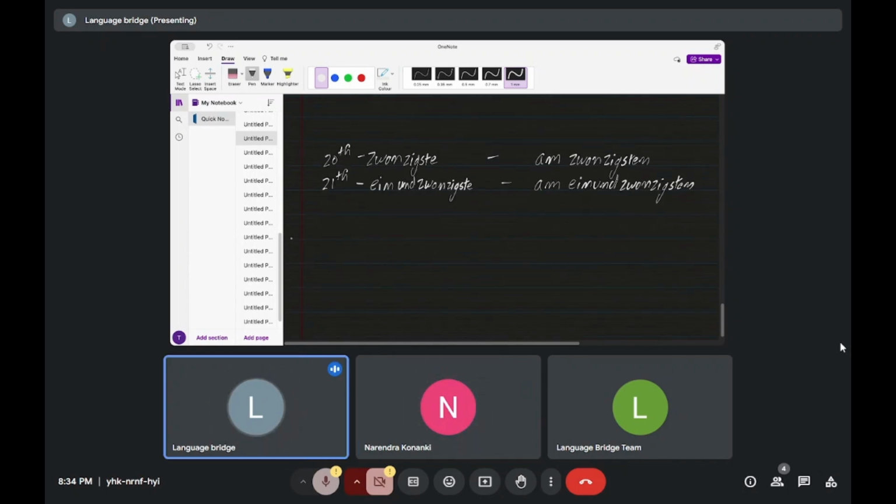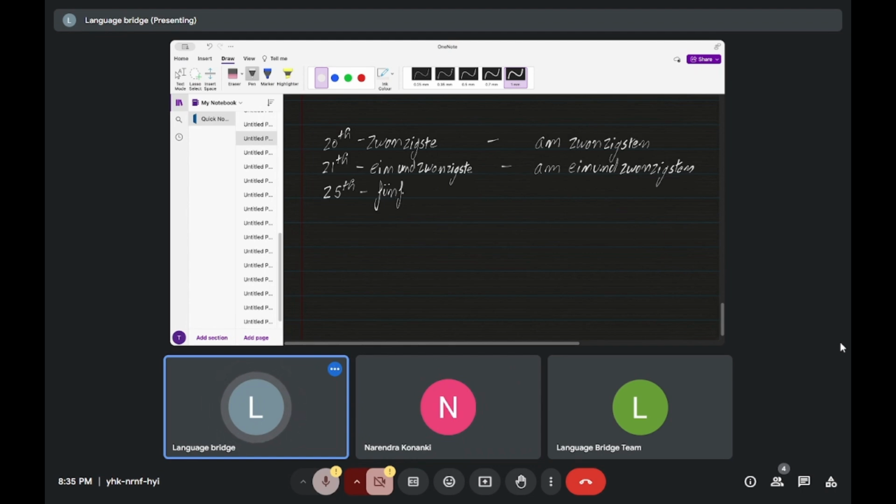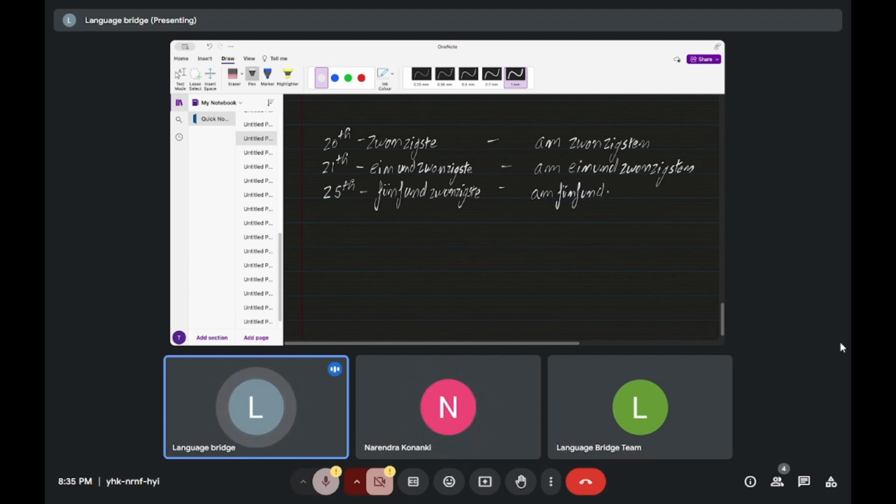Now see another, 25th. 25th is fünfundzwanzigste. Correct. And then with "am": am fünfundzwanzigsten. Yes, correct. Good. We just have added "sten".